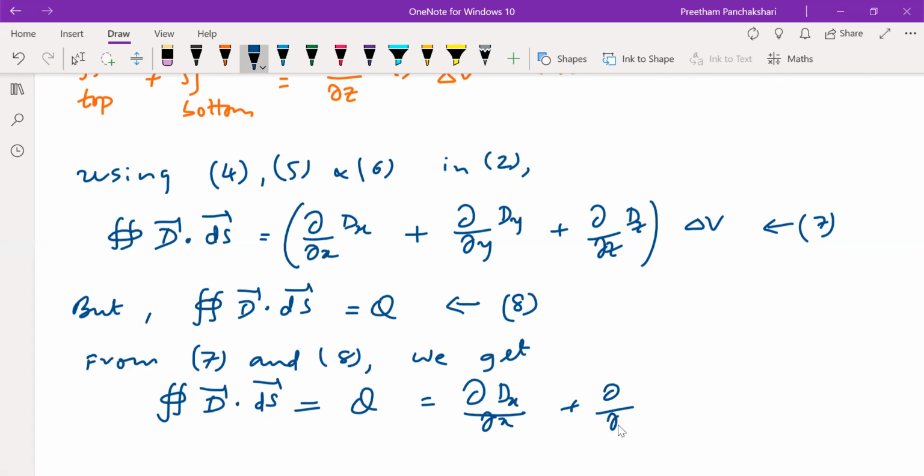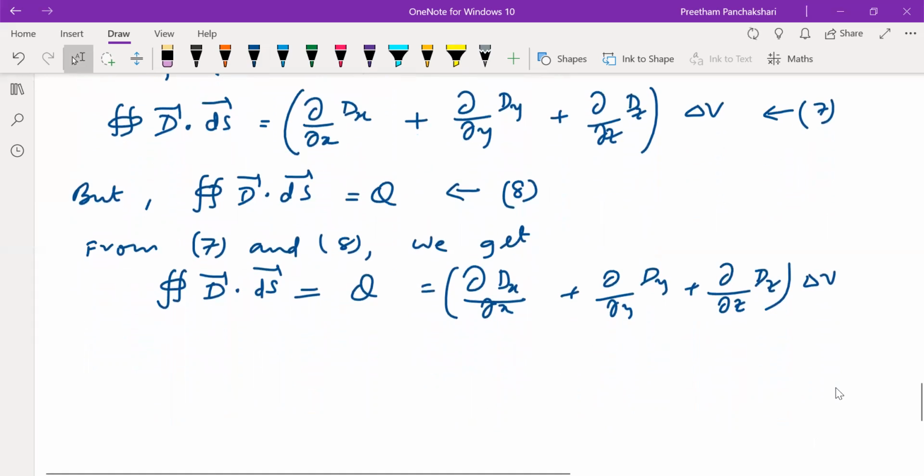the partial differentiation of the components of D multiplied by the incremental volume delta v. So we have three terms here which are equal to each other. And these three values give us some concept. But here, the idea is to avoid this closed surface, because the closed surface can only be a smaller closed surface. Otherwise, evaluation becomes difficult.